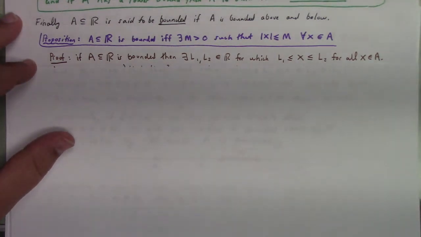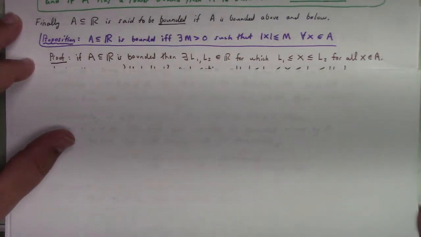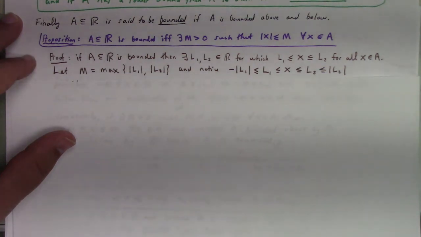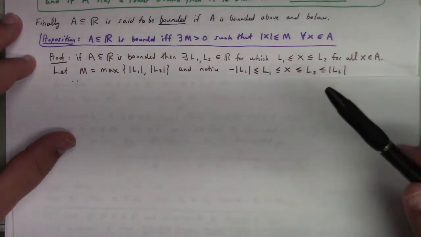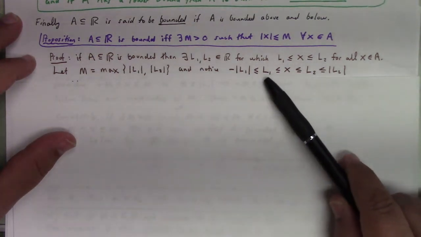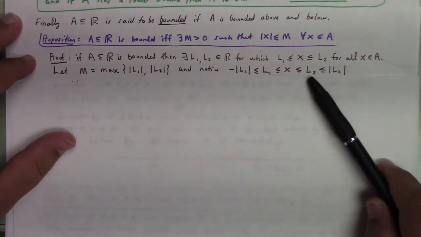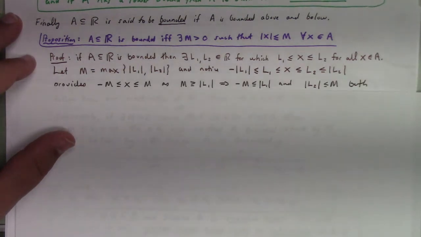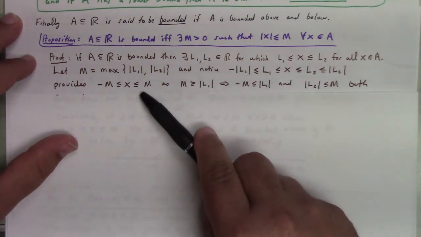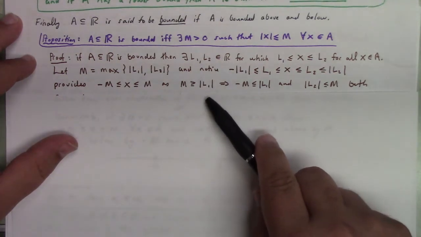If it's bounded, that means that you can find an L1 and an L2 above and below every element in the set. I'm going to let m be the maximum of the absolute value of L1 and L2. Notice then that minus the absolute value of L1 is less than L1, and the absolute value of L2 is larger than L2 itself. This is how absolute value works. And so that gives us that minus m is less than or equal to x is less than or equal to m.